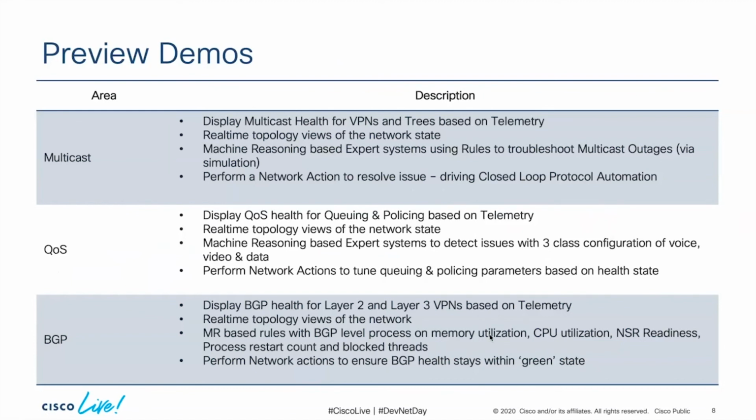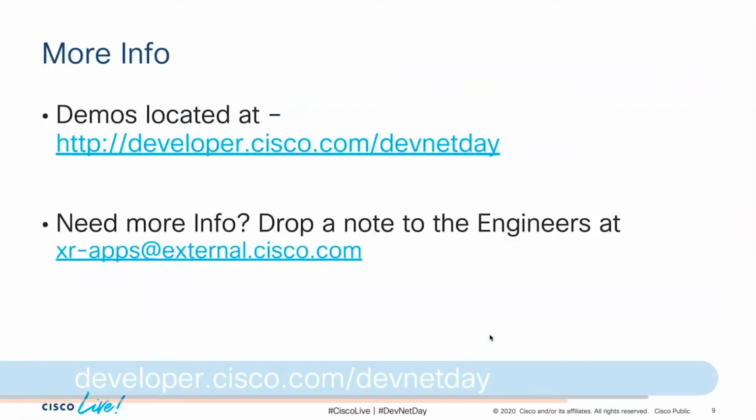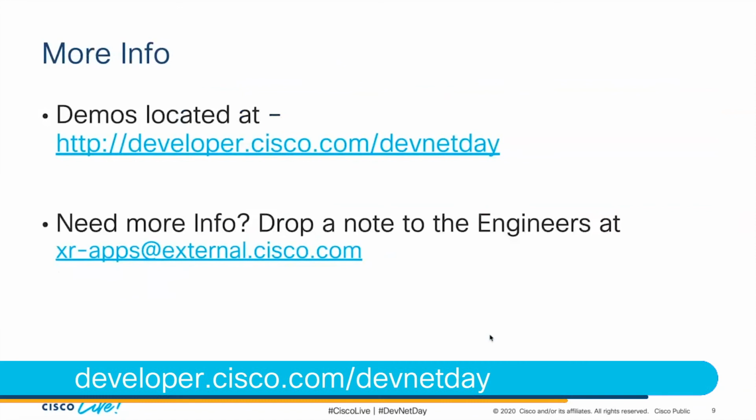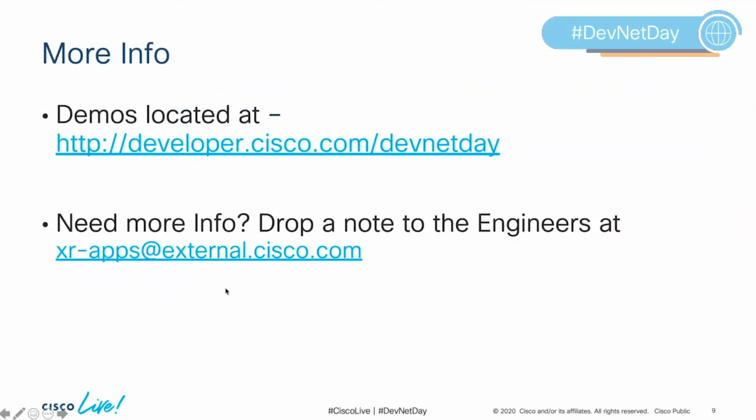Now, these demos should be viewed as preview demos. These are areas that we're working on, and they're going to be available on the DevNet Day developer website. In addition, we've set up a mailing alias, xr-apps@external.cisco.com. You can reach all the engineers there.